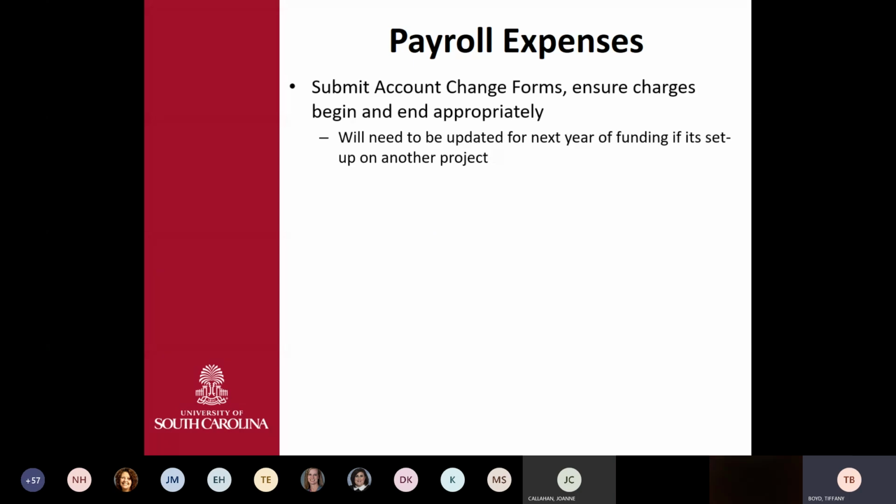So as it relates to payroll expenses, some important things to know: make sure that you're submitting any account change forms so that any charges are beginning and ending appropriately. So if you have a next year of funding, make sure that it's set up on the next project and starting and ending appropriately. And again, that's going back to in and out of period charges, so that we don't have out of period payroll sitting on a project that's ended. If the project ended 6/30, we don't want July and August payroll sitting on it because those are unallowable expenses.